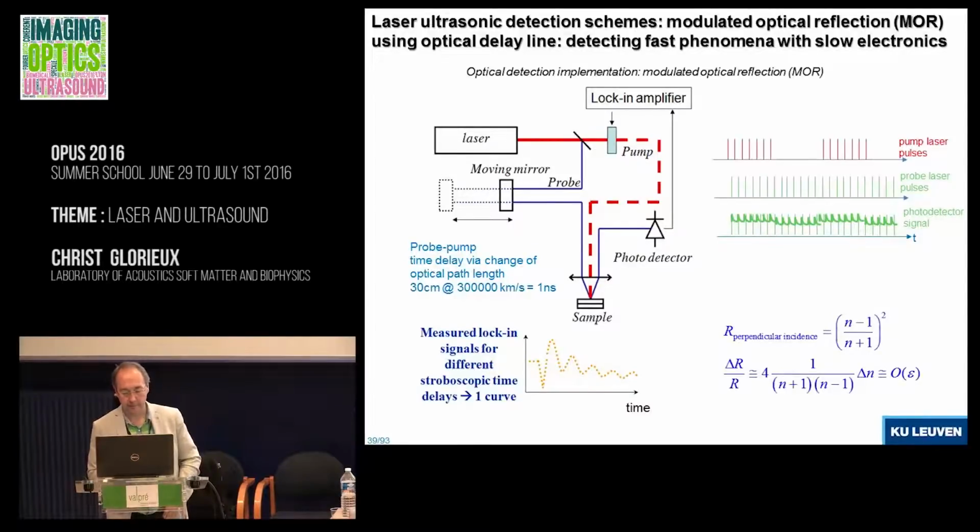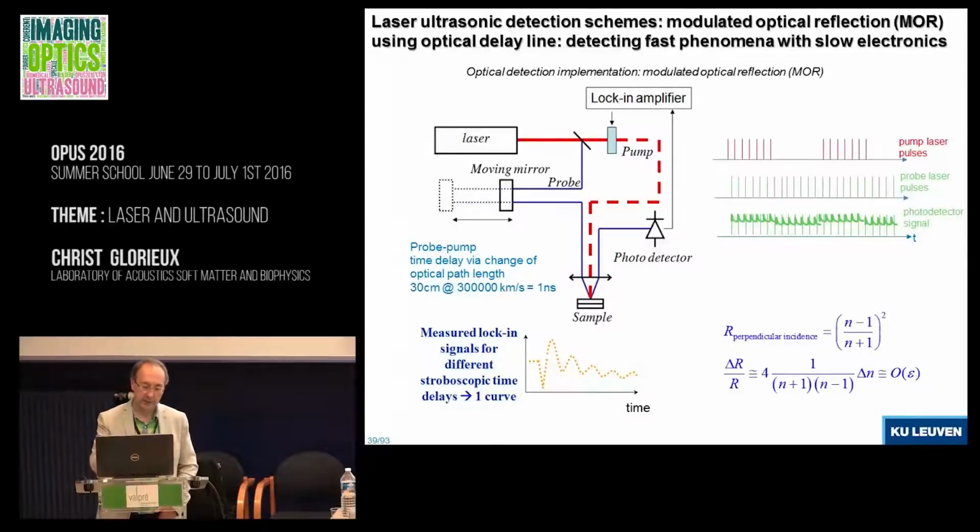So if you have a change of refractive index due to the stress, you will have a little change of the reflectivity. As I said before, the typical changes of refractive index from stress and strain are of the order of 10 to the minus 6, so quite small, and the change of reflectivity is also 10 to the minus 6, but it can be detected. If you have a good system, these small changes of reflected intensity of the light can be detected.